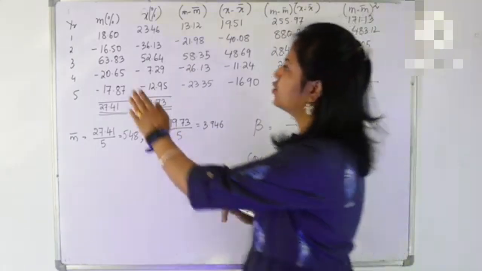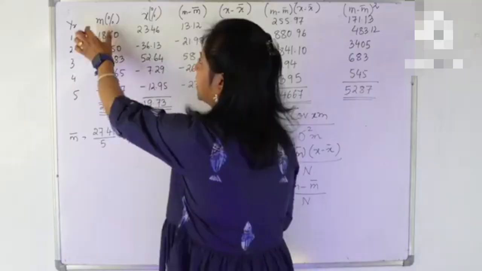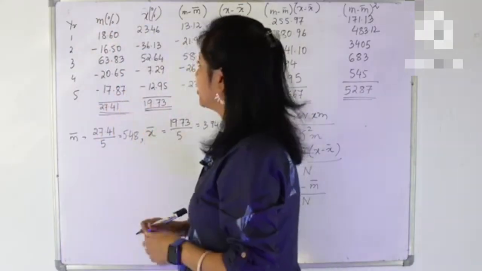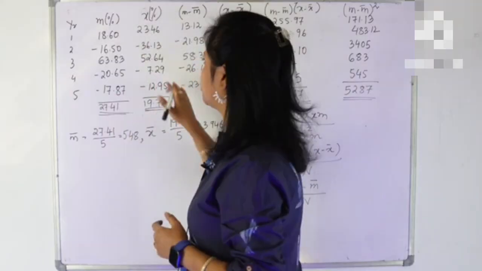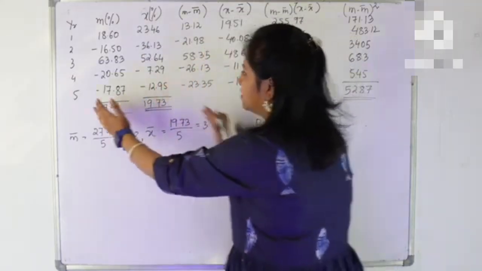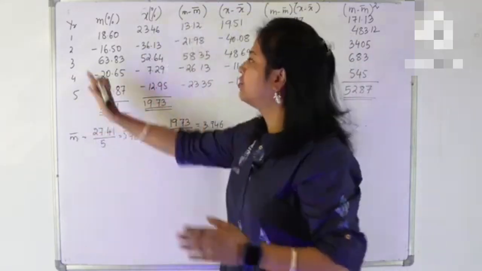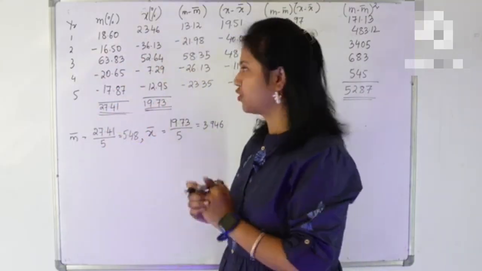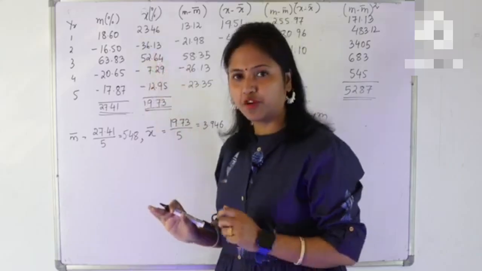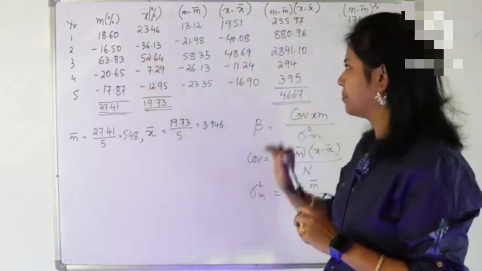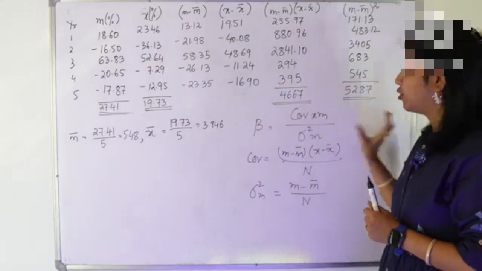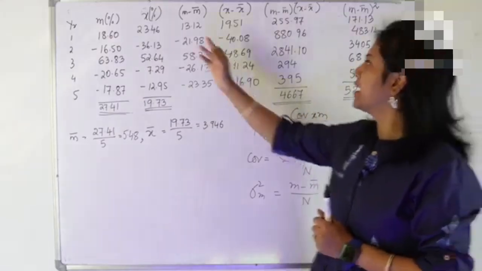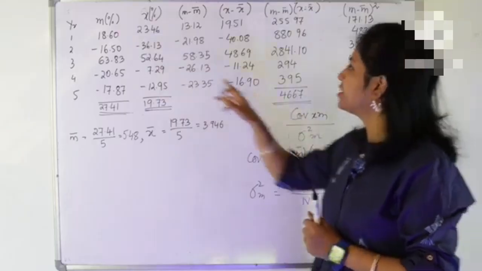Now let's start. See here, we have 5 years of data. M represents the market returns, X represents the individual stock return. M for market, X for individual stock. Only these three pieces of information are with you: the year, the market returns, and the individual stock return. Given this, how can we calculate beta? The first job is to write the formula of beta. Beta is equal to covariance between x and m divided by variance of m.